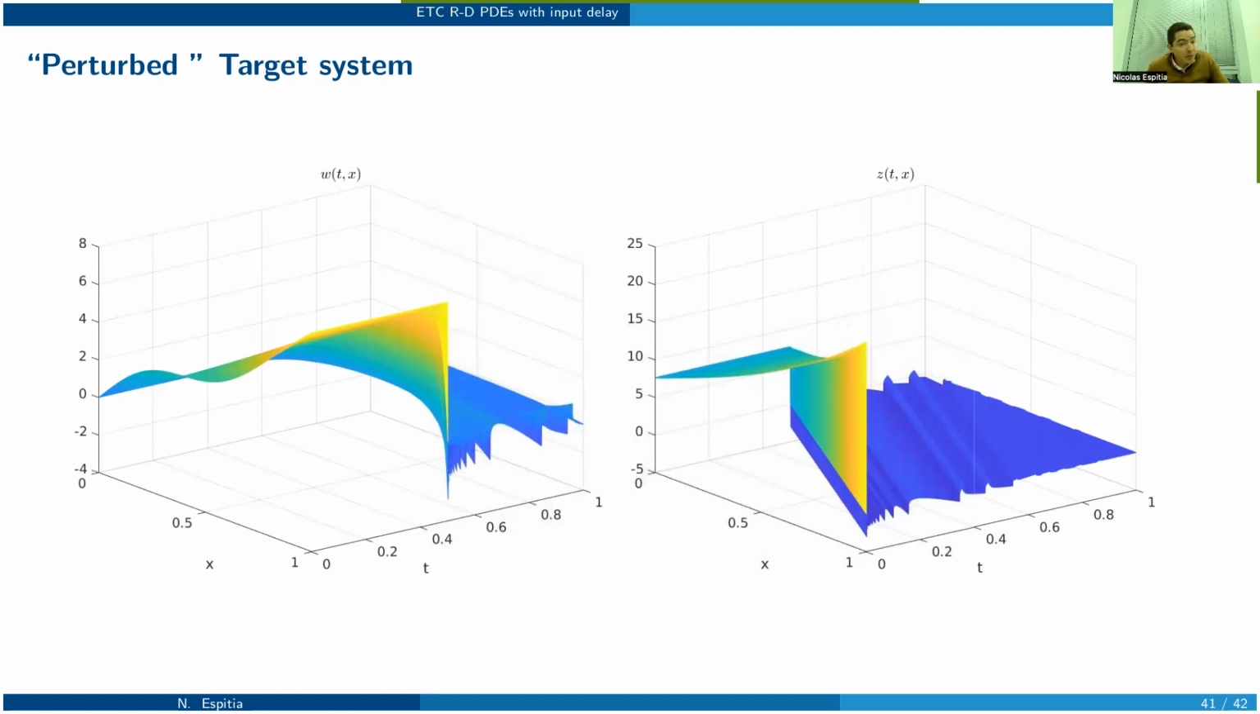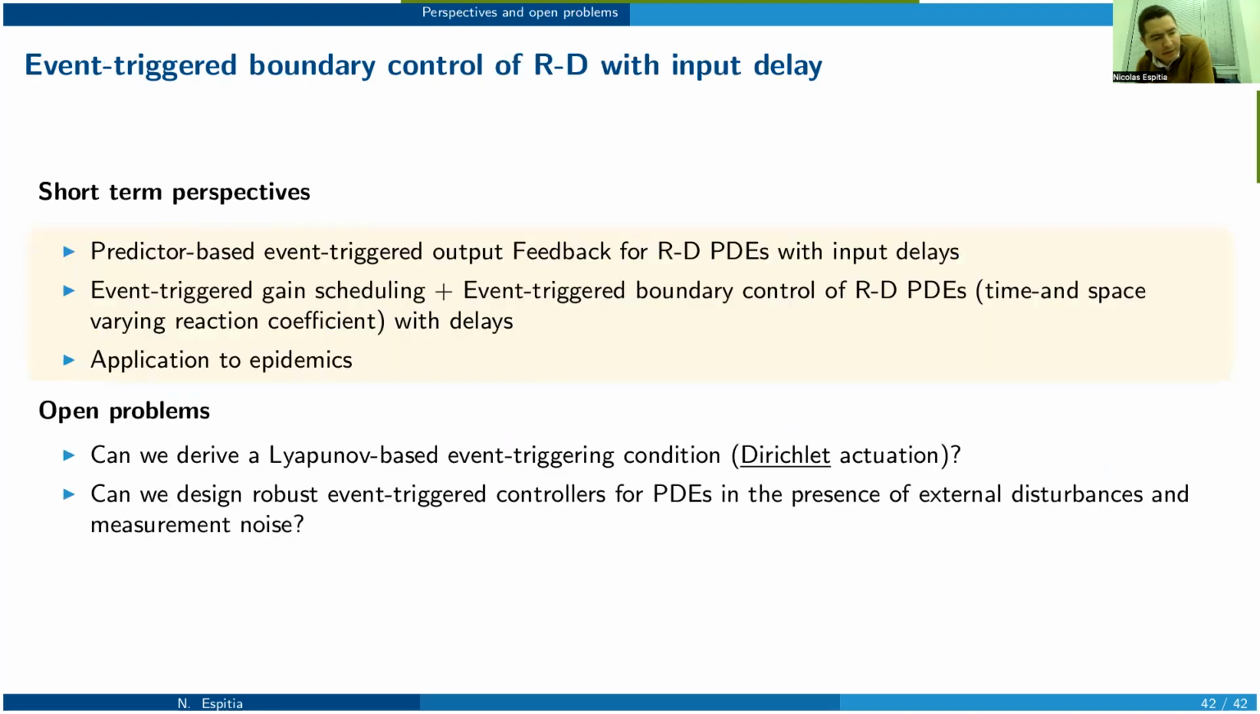We talked a lot about the target system, so we wanted to see what happens with the numerical solution of the target system. So in particular here, the perturbed target system, and here we have the deviation fluctuation, which is reset to 0 at each triggering time, and then the piecewise continuous signal propagates and reaches the parabolic part of the target system. Okay, let me share some short-term perspectives.